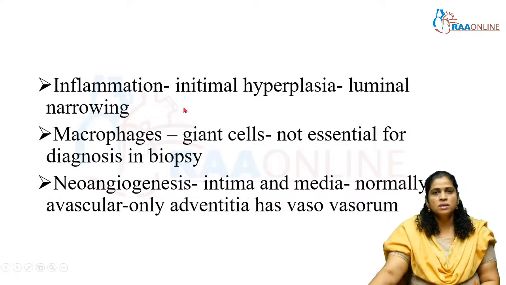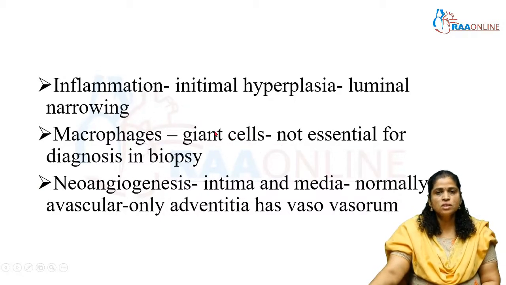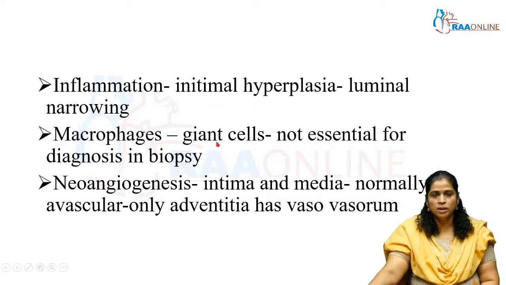The inflammation in this case causes intimal hyperplasia and luminal narrowing. Because of the narrowing, it's the ischemia that causes the problems. And you can see macrophages forming giant cells, but these giant cells are not essential for the diagnosis in a biopsy. So you don't have to see the giant cells in giant cell arteritis. The other features may be enough to make a diagnosis.